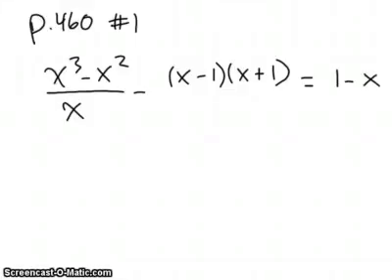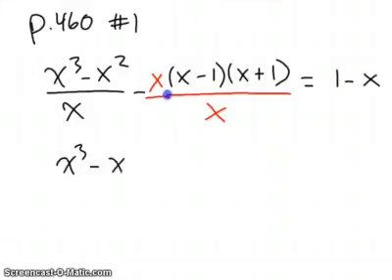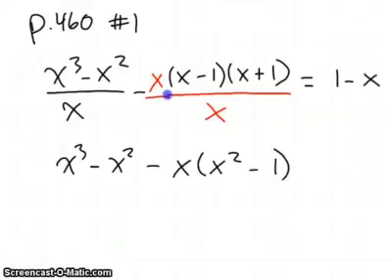Then it tells me combine fractions by creating the common denominator. So working with just the left hand side, I notice that I want this to be over x. So I'm going to multiply the top and bottom by x. Now I can combine the fractions. So now I can say x to the third minus x squared minus this whole thing, which I'm going to combine, these two things right there.